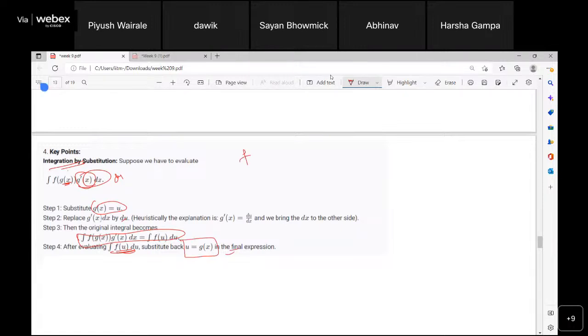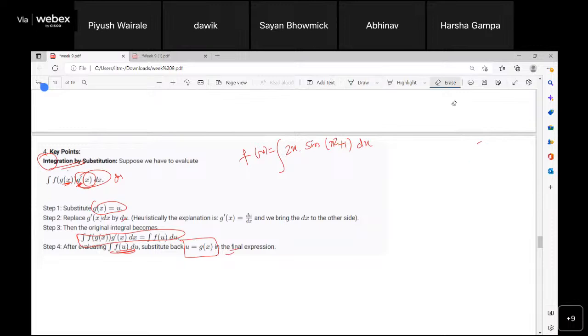So let me take one example. Say f of x equals 2x into sine of x square plus 1 dx. Now you have to evaluate this integral using the substitution method. So what substitution do you have to do here? You have to see which derivative I am getting here. If I put g of x equals t, that g dash of x should be there in my f of x.